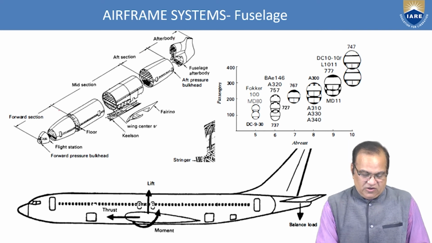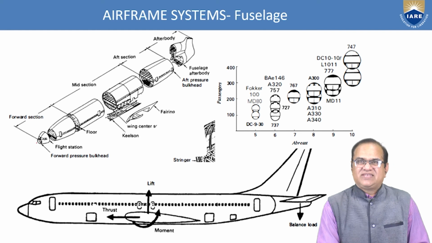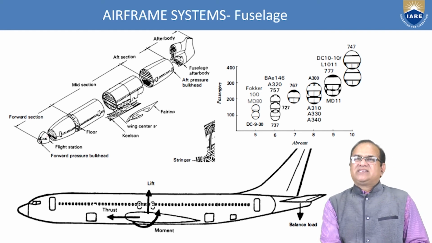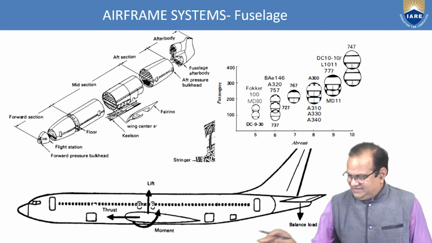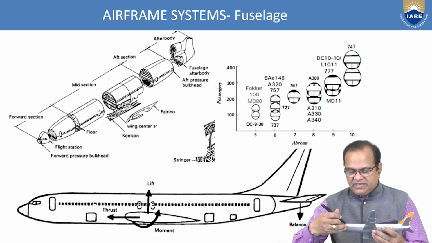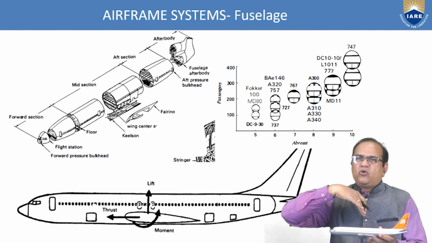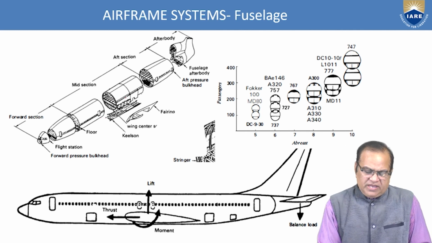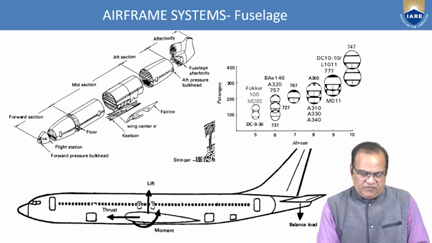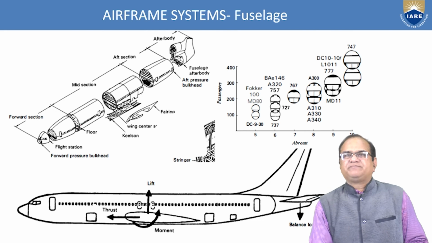In the forward section, we have the flight station and the forward pressure bulkhead. This you can see like a nose. Here the pilot's cockpit is situated. This is the first floor. These all are the windows, and here also the windows are shown. At each window there are rows of passengers sitting inside the fuselage. Then we have the flight station here, then the forward pressure bulkhead. Here we have the door, from where the pilots and passengers will enter.